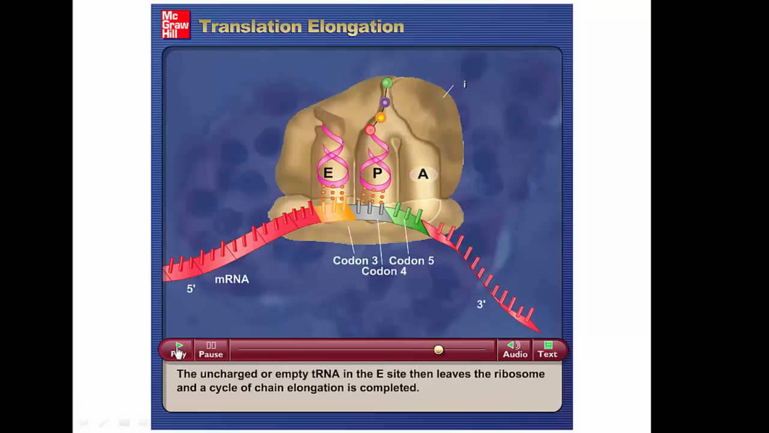The uncharged or empty tRNA in the E site then leaves the ribosome and a cycle of chain elongation is completed. Through subsequent cycles of chain elongation, the polypeptide chain continues to elongate one amino acid at a time.